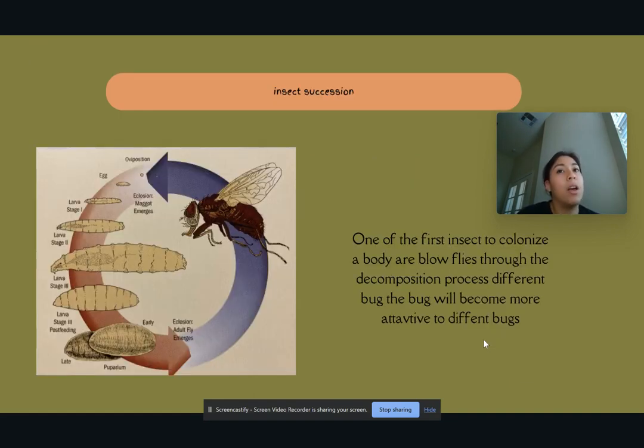Typically, when the first insects colonize, the blowfly, in this chart right here, you can see that it starts with an egg, then the larvae, then continues as larvae till it becomes a pupa, and then it becomes an adult blowfly.